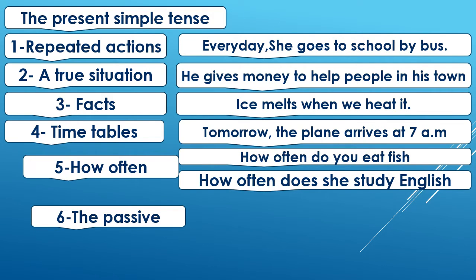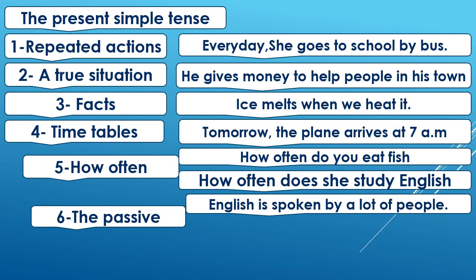Now how often? It's a question in the present simple tense. How often do you eat fish? Okay, how often does she study English? The answers with once, twice, 3 times, 4 times. Okay, how often do you eat fish? Once a week, twice a month. How often does she study English? Once a day, twice a week, 3 times a week, like this.